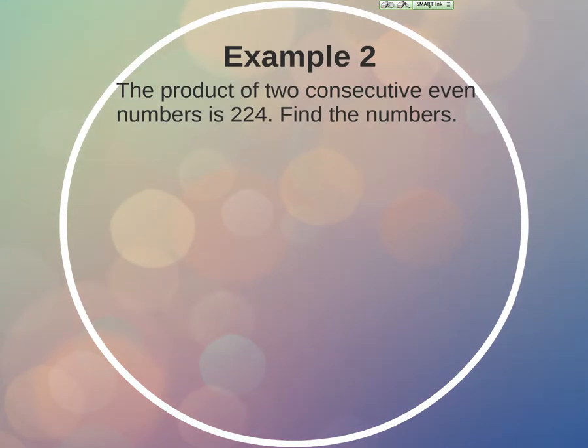All right, so this next one says the product of two consecutive even numbers is 224. Find the numbers.